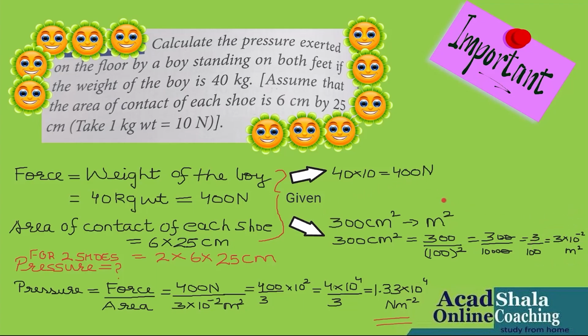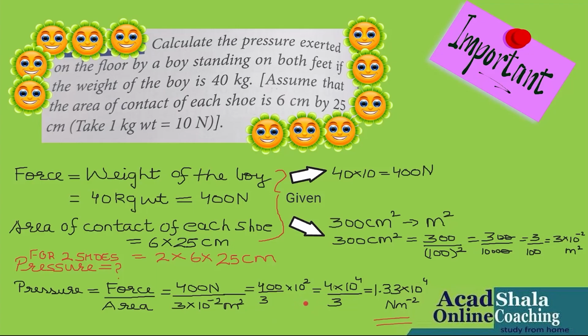Now I have both the values ready in my hands. That is, force is ready, 400 Newton. My area is ready, that is 3 into 10 to power minus 2 meter square. Now, what is there? Nothing to do, only put in the values and solve it further in a simplified manner and take out the answer. Okay, now force is 400 Newton, I've written. Area I've taken out, that is 3 into 10 to power minus 2 meter square, I have written. Solve it.